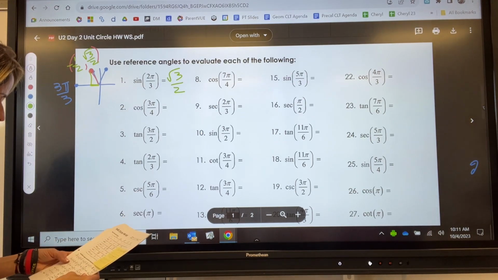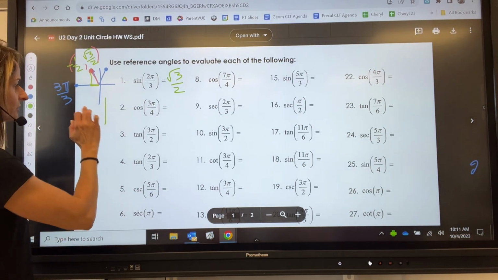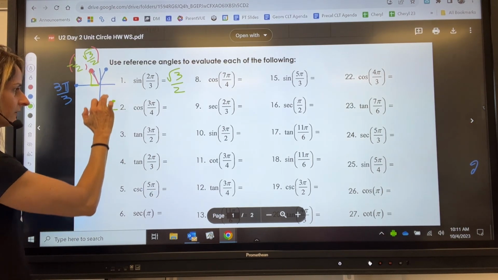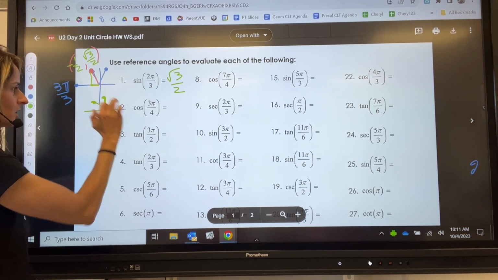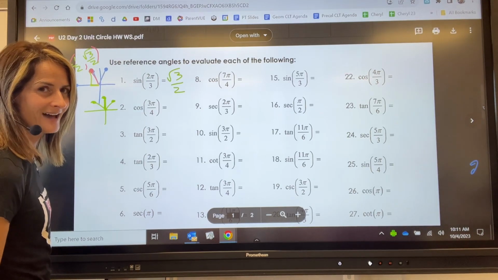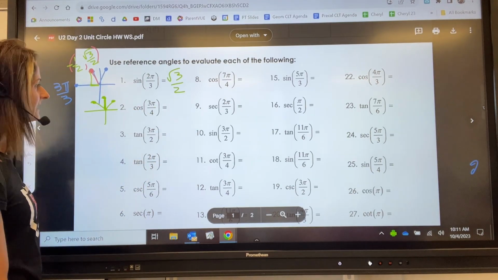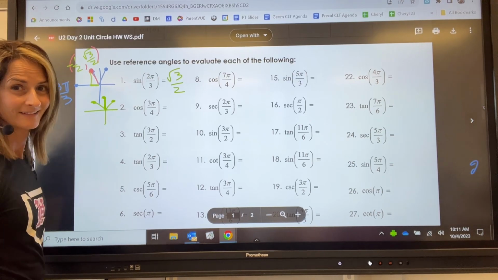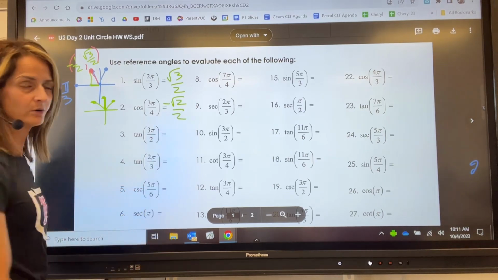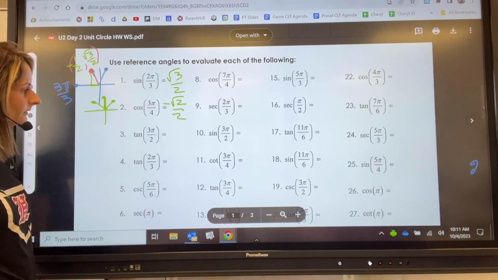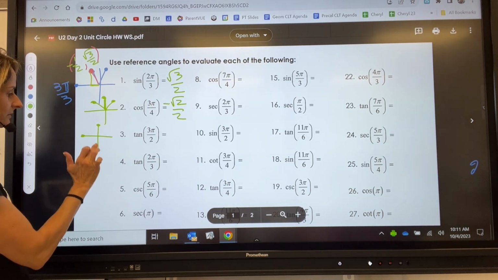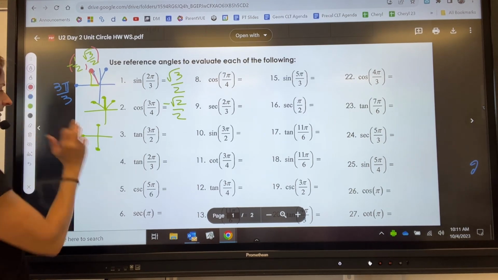Okay. Number 2. 3 pi over 4. So you're going to say, all right, where is 3 pi over 4? 1 pi over 4, 2 pi over 4, 3 pi over 4. We're still in quadrant 2. We've got the cosine. Is that x or y? X. It's going left. It's going to be negative. What's that value going to be? Negative root 2 over 2, because it's a middle angle. Next, 3 pi over 2, where is that? 1 pi over 2, 2 pi over 2, 3 pi over 2. It's down here.